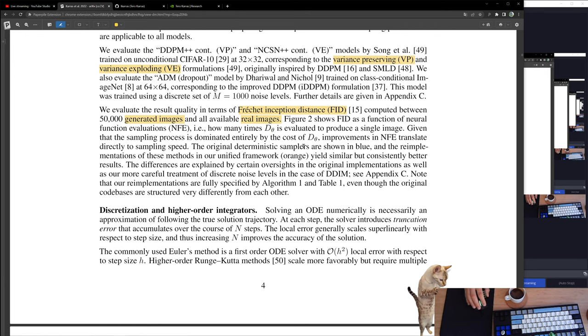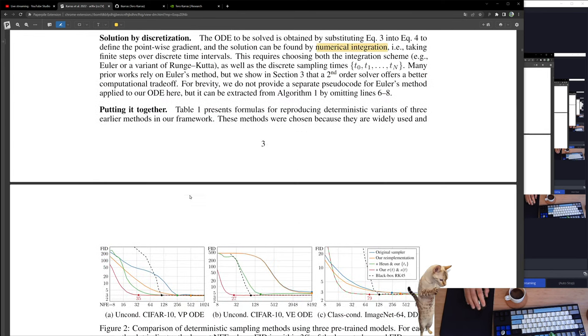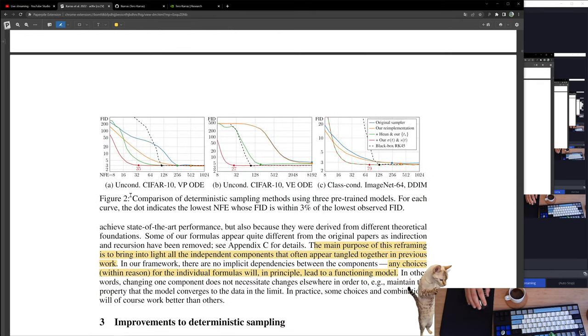Original samplers, so this is figure 2. Original deterministic samplers are shown in blue, and the re-implementation of these methods is orange. Yield similar but consistently better results. Okay. So FID is a distance metric, right? The bigger it is, the further away the real images and the generated images are from each other. So the smaller it is, the better your image generation quality is. So you want this to go down.